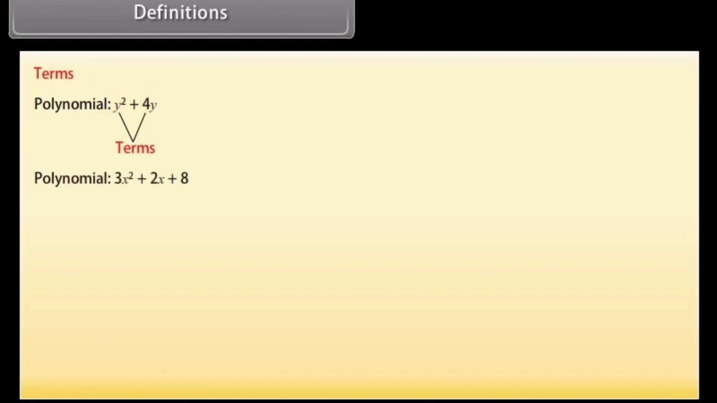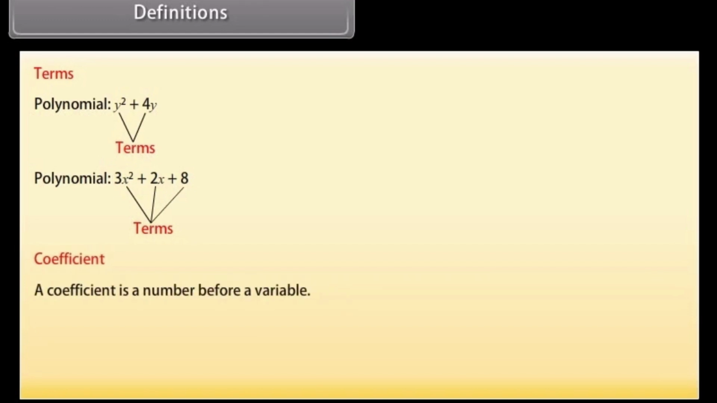Definitions. Terms. In the polynomial y square plus 4y, the expressions y square and 4y are called the terms of the polynomial. Similarly, the polynomial 3x square plus 2x plus 8 has 3 terms, namely 3x square, 2x, and 8. Coefficient. A coefficient is a number before a variable. For example, in 2x, the 2 would be the coefficient.